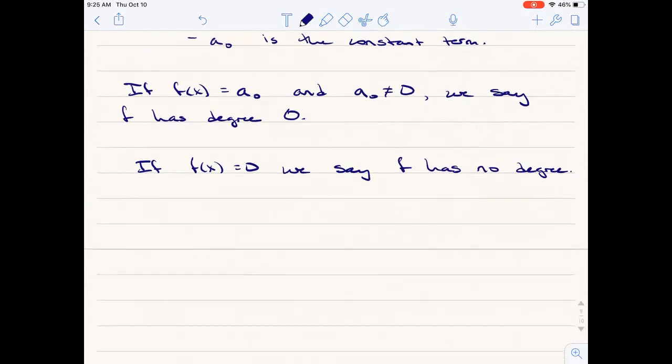Those are just not important, but good to know, right? And so we'll be talking about the leading term, the leading coefficient, the constant term, all that kind of fun stuff.